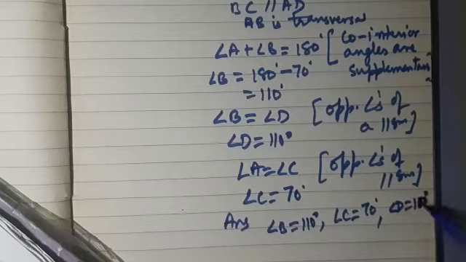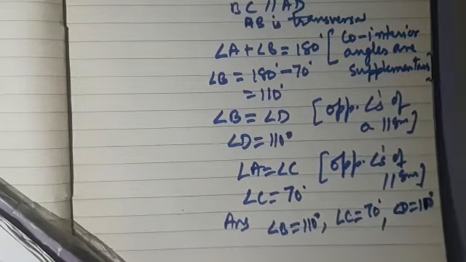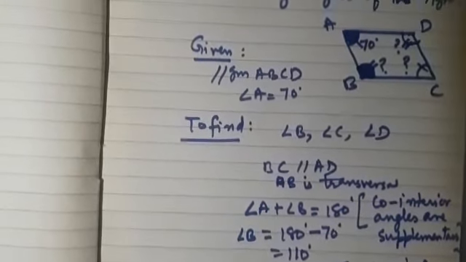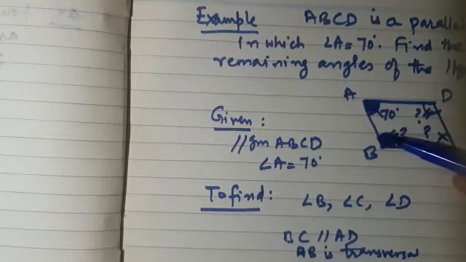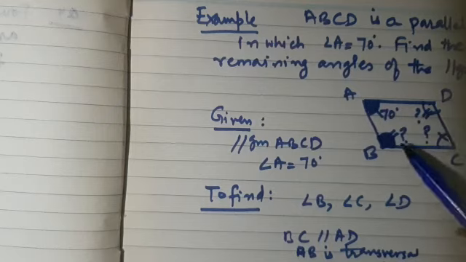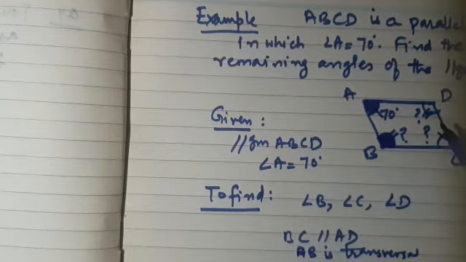Right? So here we have used which properties? Just recall. Yes, we have used two basic results. First one is angles on the same side of transversal, they are supplementary. And the second we have used opposite angles of a parallelogram are equal. I hope this is clear to you.